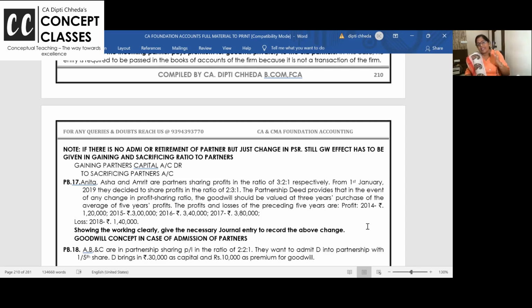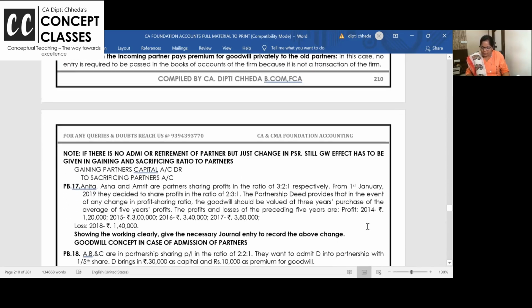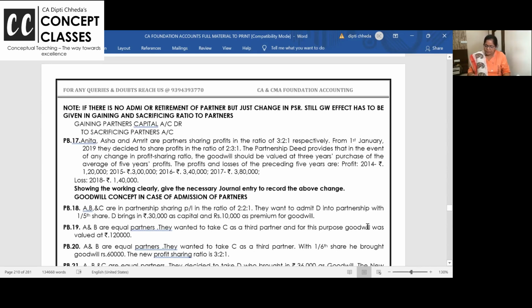So can there be a change in the profit sharing ratio? Yes. Acha, that time shall we adjust goodwill and all? Yes. So that's what I'm teaching you now, as if we are doing case 4. Case 4 to ho gaya. This is as good as case 5. If there is no admission or retirement of a partner, but just change in the PSR, still goodwill effect has to be given in the gaining or sacrificing ratio. Whoever partner is gaining debit, whoever partner is sacrificing, now usko credit karo. This is a very simple concept, you will get it by doing this problem.